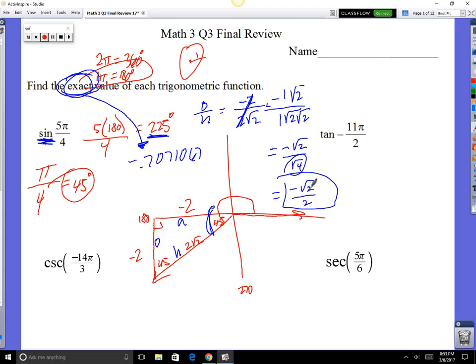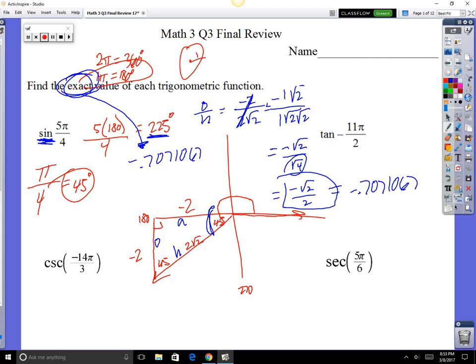So if you type in negative square root 2 divided by 2, that is the same decimal. Negative 0.7071067. So these on the test, you can check real quick to see if your work is correct. So these you can get 100%.